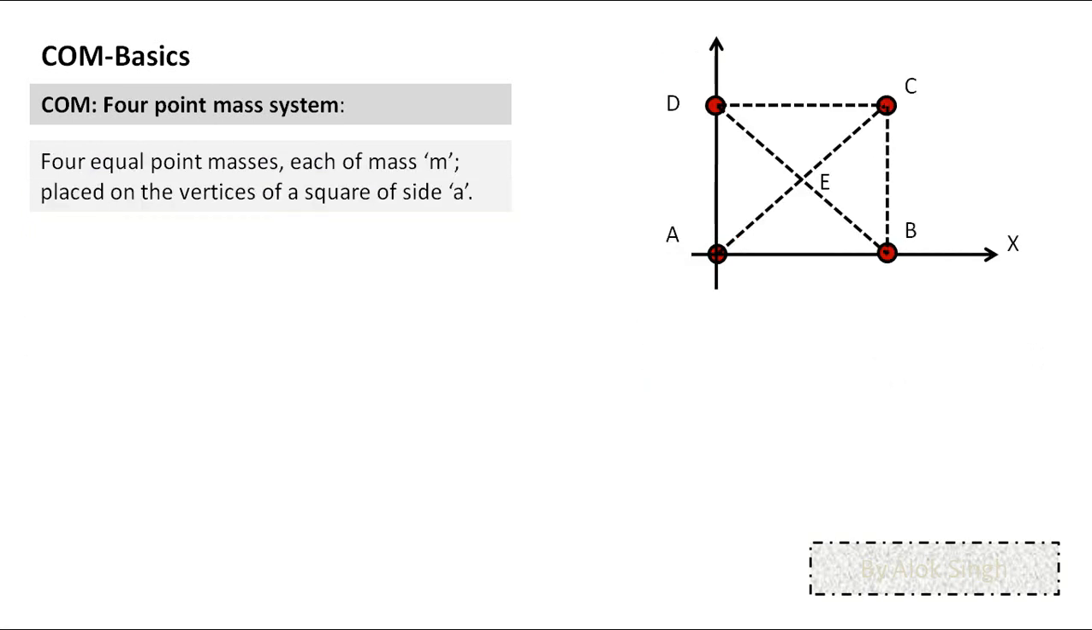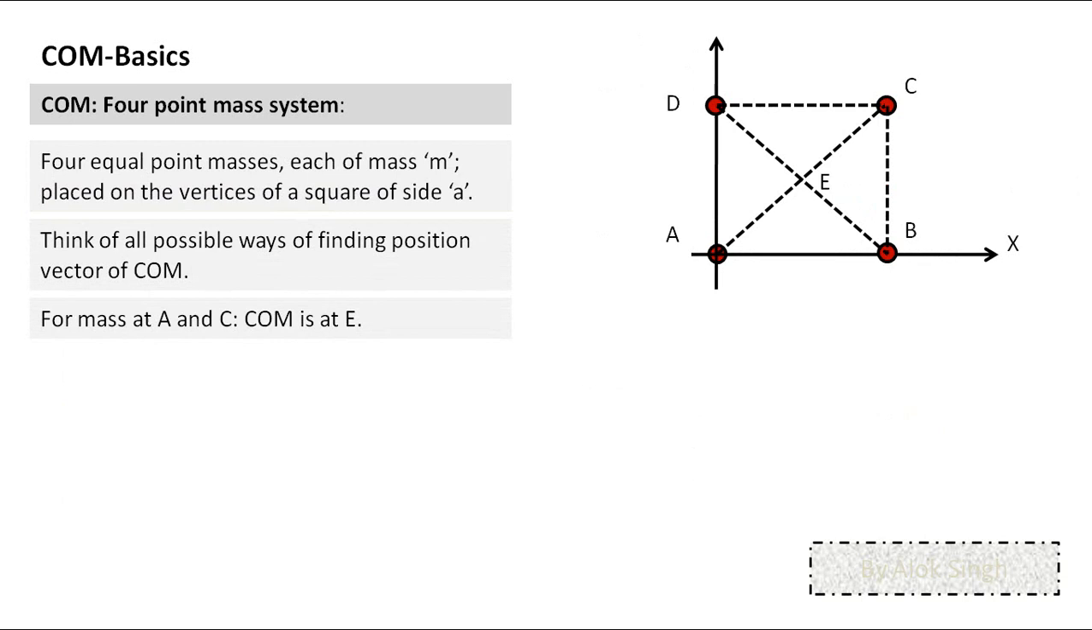That's now the center of mass for a 4-particle system. We'll take a simple system, 4 equal point masses, each of mass m, placed on the vertices of a square of side a. What is the center of mass? Any of the methods you can choose, as we have discussed in the previous slide. Let's try to think of all possible ways of finding the position vector of the center of mass.